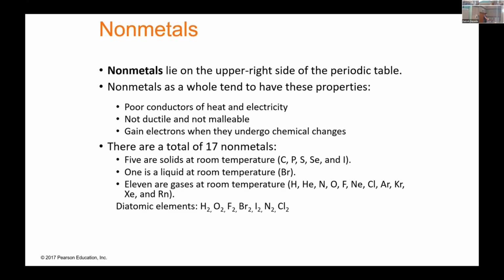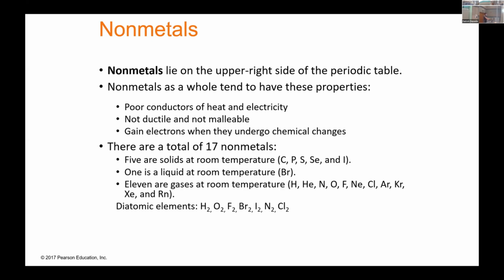5 of them are solid at room temperature. You have carbon, phosphorus, sulfur, selenium, and iodine. Iodine forms purple crystals, but the other ones are just dust, like powder. And carbon could be graphite, could be diamond, and those occur at room temperature, graphene. So those are just some examples. And phosphorus, sulfur, and selenium I know are just like brittle powder material.